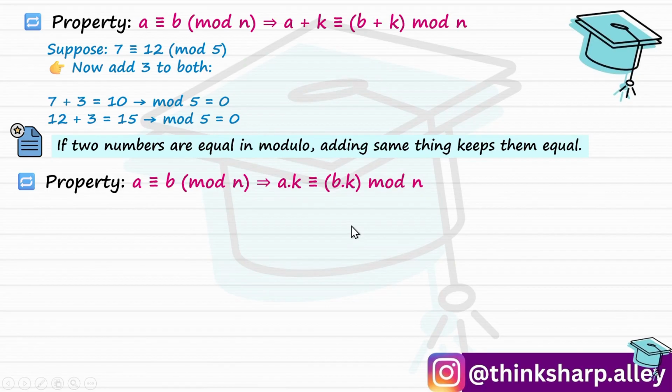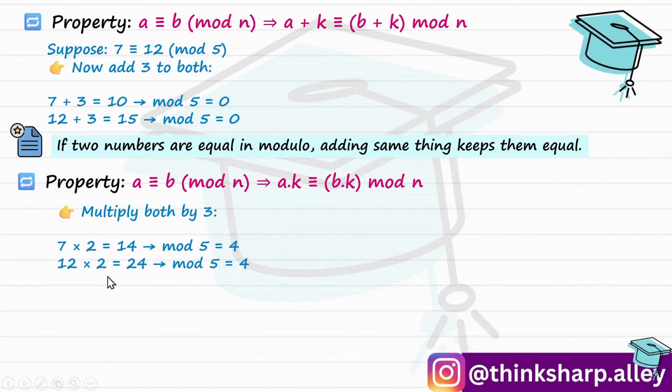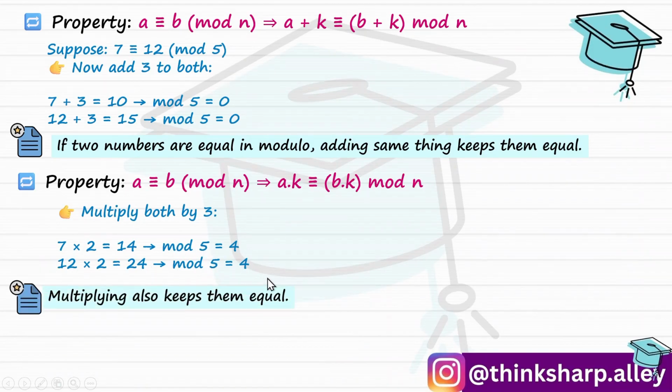Now let us see whether multiplication behaves the same way. So we'll use the same example. So 7 multiplied by 2. Now we are multiplying by 2. 7 multiplied by 2 is 14, which modulo 5 gives me 4. So 12 multiplied by 2, what do you think? Will you get 4? It is 24. So 24 modulo 5 is 4. So that means multiplying also gives them equal.